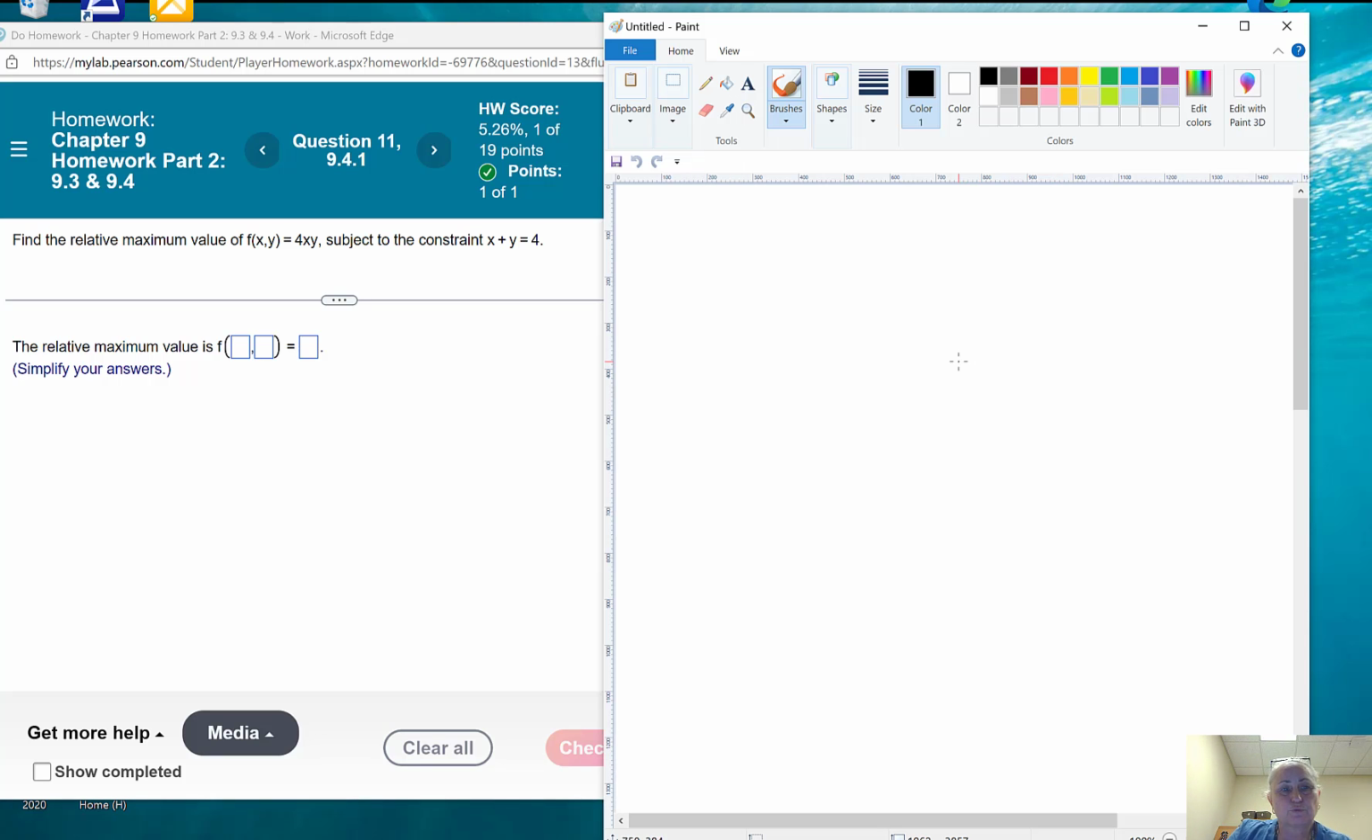Okay, so we're going to find the relative maximum value of a function, f of x equals 4xy, subject to the constraint x plus y equals 4. Now this is a lengthy process, but if you take your time, it's not a very difficult process. So what we have to establish is what's called the Lagrange Formula.